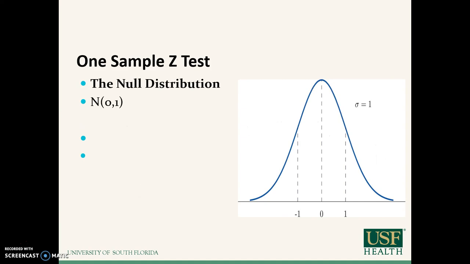We said all test statistics have nice properties. For example, under the null hypothesis, they have a known distribution free of any unknown parameters. For the one sample z-test, the null distribution is the standard normal distribution, N(0,1), a normal distribution with mean 0 and standard deviation 1.